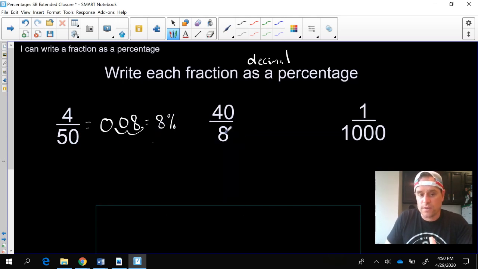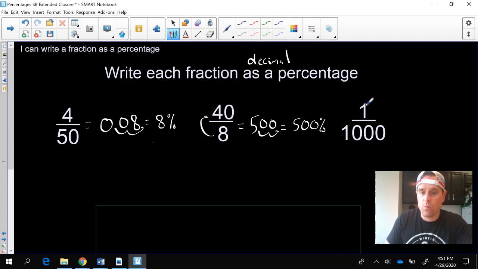And if you ever get confused with this, just remember how your grades are. If you get a 22 out of 25, what do you do? You take 22 divided by 25, and that's going to give you a decimal, and just move it over twice. So here, 40 divided by 8 is going to give you 5. And then 5 is not the answer. It's not 5%. We're going to move that over 1, 2. And technically, that is going to be 500%.